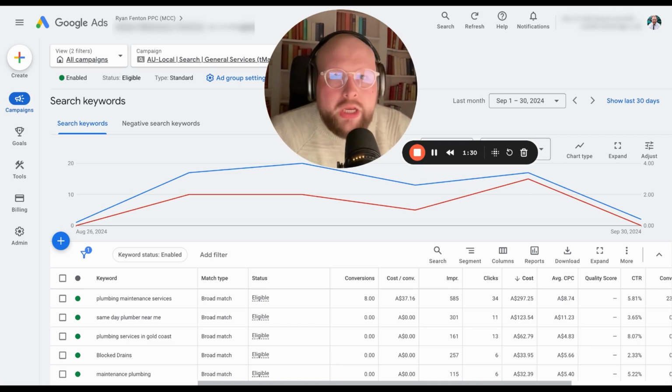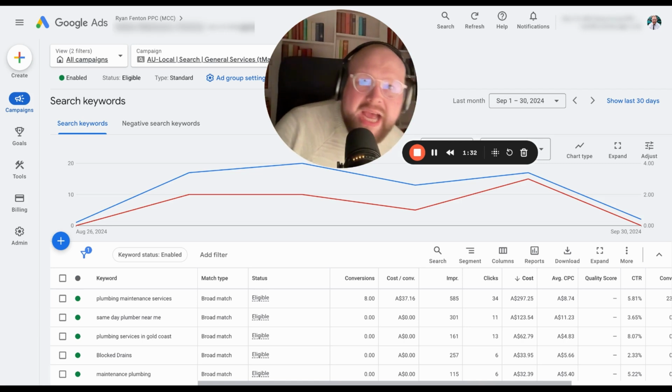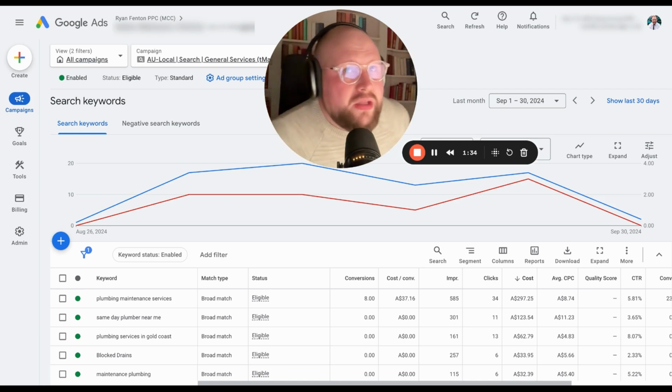When I audit a lot of accounts, most of the time I see that people just type in the keywords. They don't know about match types. They don't know about phrase. They don't know about exact match. They just type in their keywords, and of course it's going to be broad.